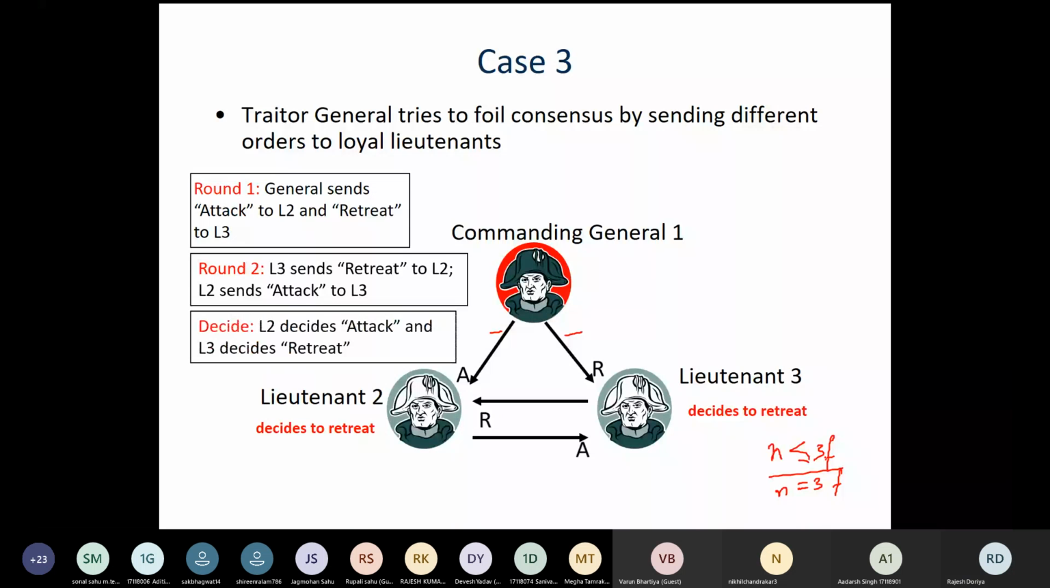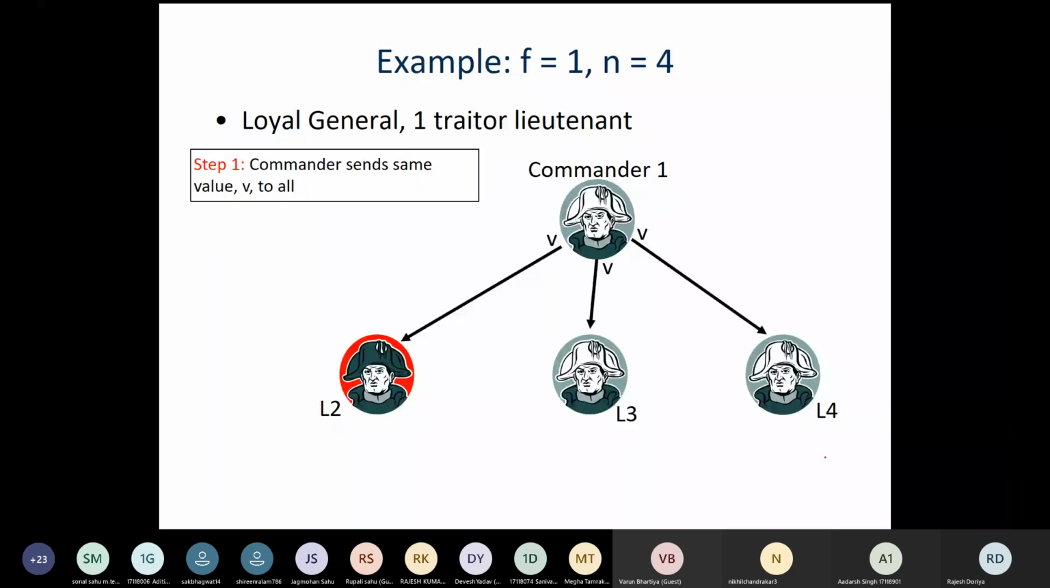Fine. So in connection to this, let us consider one more problem where we have got n equals to 4 and f equals to 1. So in this case, we can say n is greater than 3f, right? n is 4 and 3 into 1 is 3, so if you just evaluate this, you will find that n is greater than 3f.